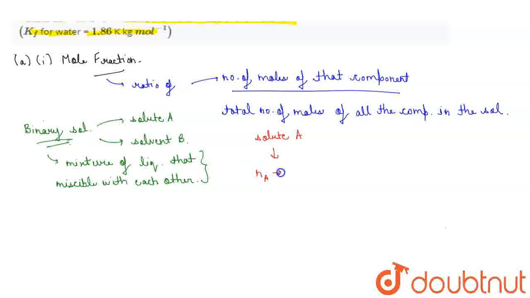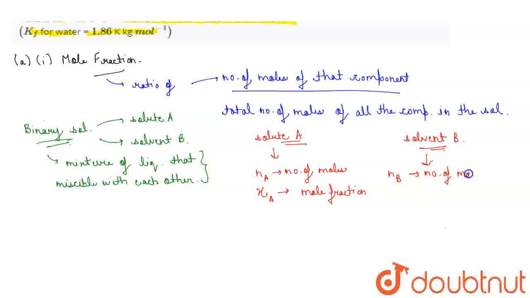basically let Na be the number of moles of solute A and Xa be the mole fraction of solute A. Similarly, for solvent B, consider Nb as the number of moles of solvent B and Xb as the mole fraction of solvent B. Clear?